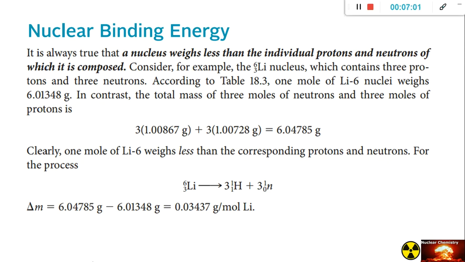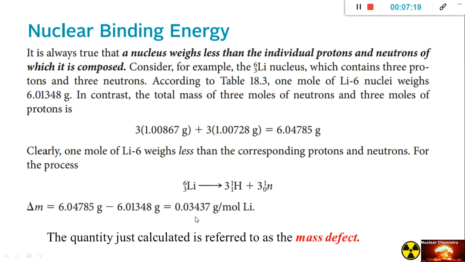So we have delta M, no? So the predicted minus the actual mass is actually 0.03437 grams per mole lithium, or atomic mass unit. It is actually referred to as the mass defect.